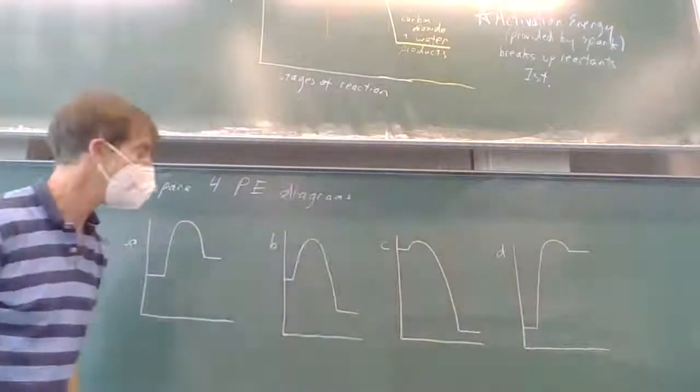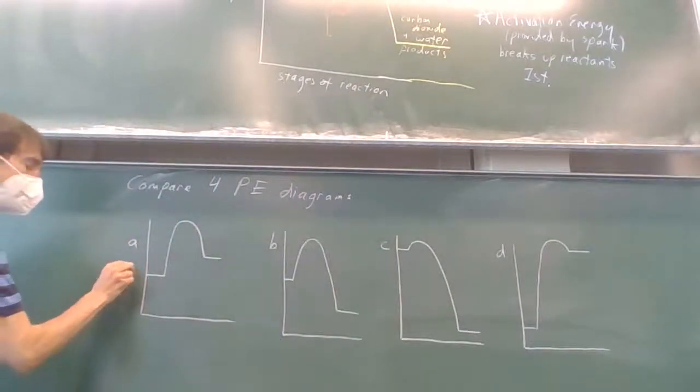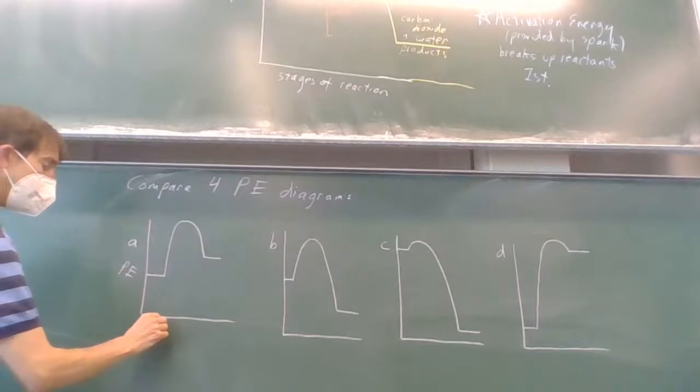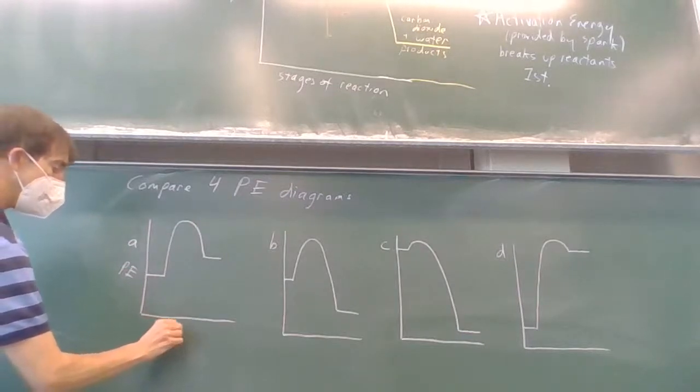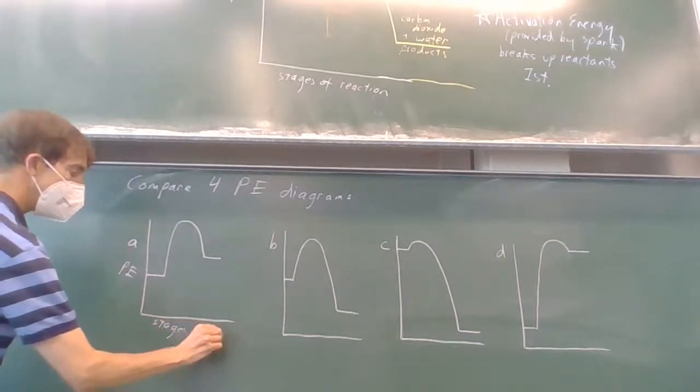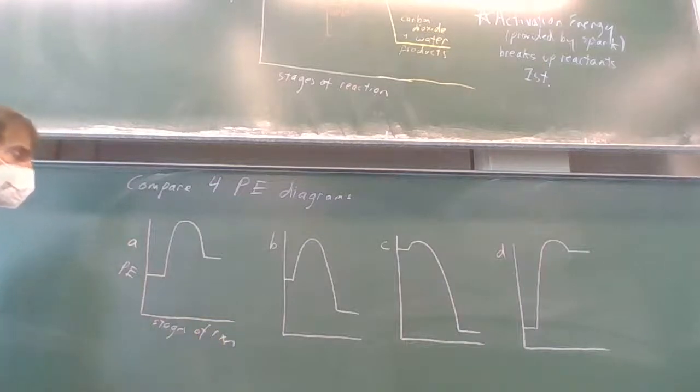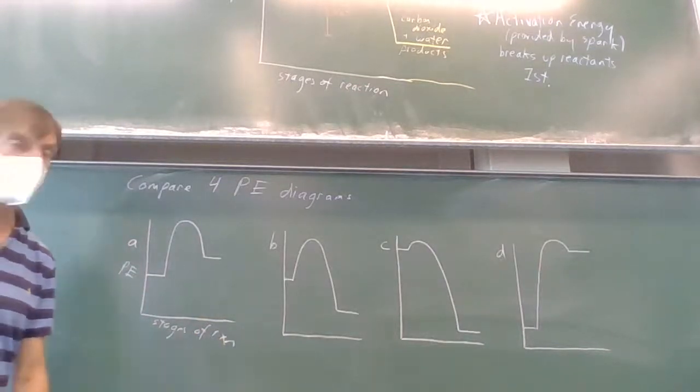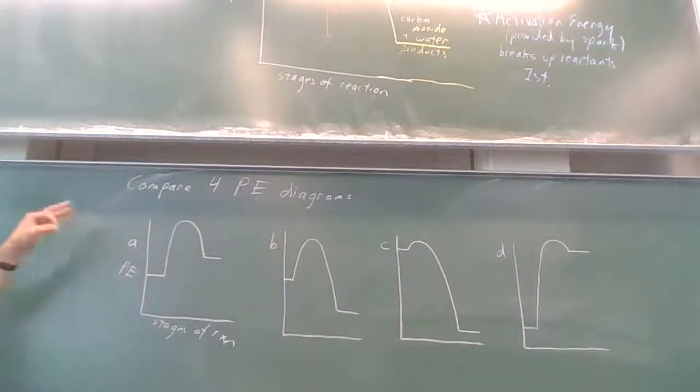Okay, so these are all going to be PE diagrams, and I'm only going to write it on the first, and that's going to be stages of reaction. So they're all the same, but they're all different shapes, aren't they? I want to ask you some questions about these four. So try and write these four down really exactly as I have them, okay? And then we'll take some guesses.